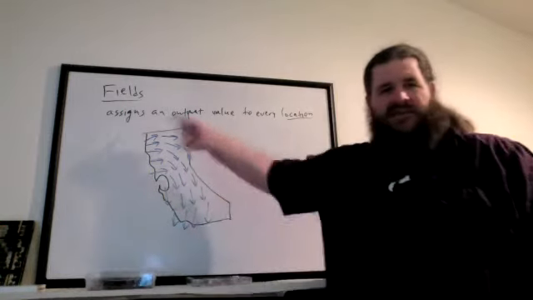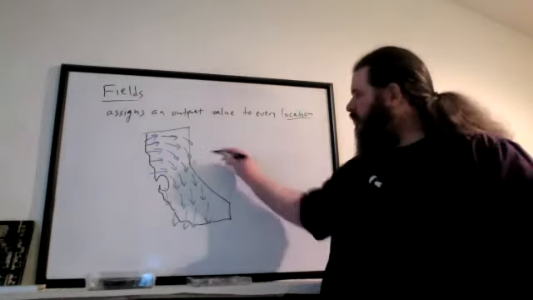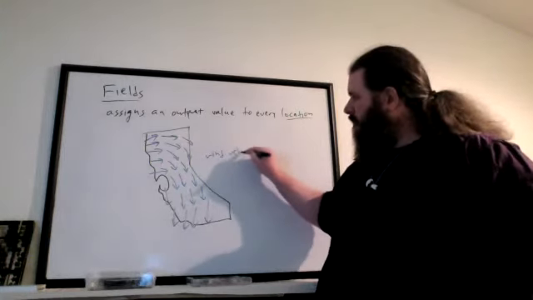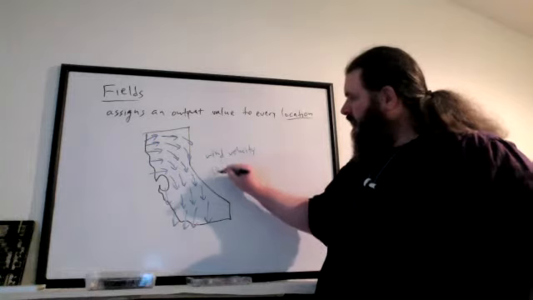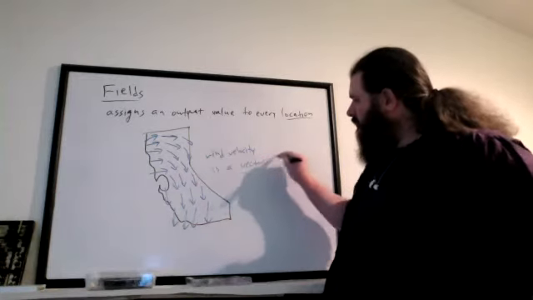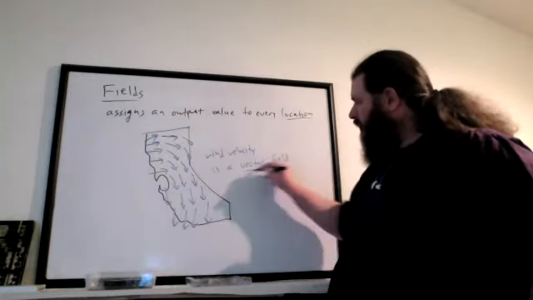Maybe the wind in the state looks like this. So wind velocity is an example of a vector field, as opposed to a scalar field.